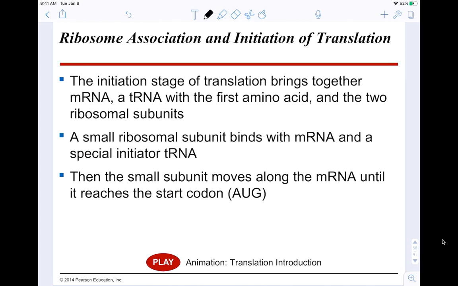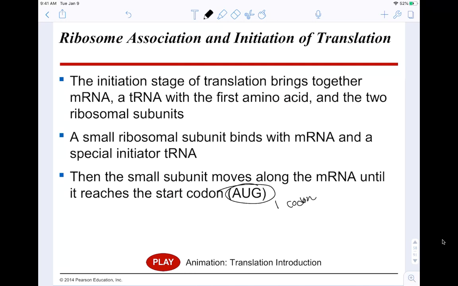The initiation stage of translation brings together mRNA and tRNA with the first amino acid and the two ribosomal subunits. The small ribosomal subunit is going to bind to the mRNA and a special initiator tRNA. This is a specific tRNA that carries in a specific amino acid that says, hey, we're going to start building a protein. Then the small subunit moves along the mRNA until it reaches a start codon called AUG. AUG is our first codon, always.